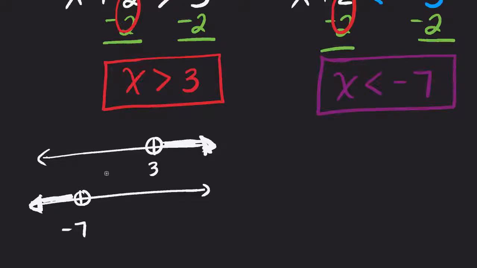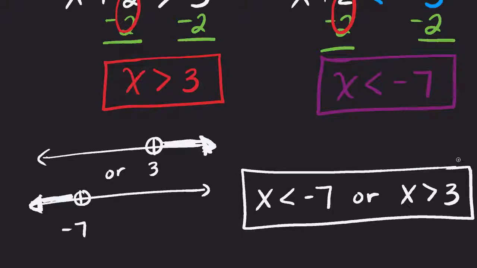So we don't really have situations where they're both going to work. It's not an and. It's either this or this. It's got to be one or the other, but it can't be both. So this is an or situation. So we could say then our final answer would be x is less than negative 7 or x is greater than 3.